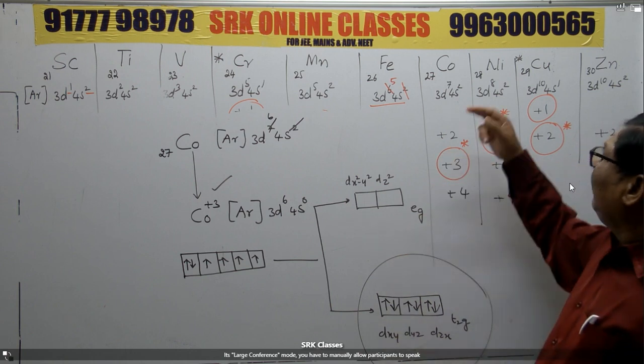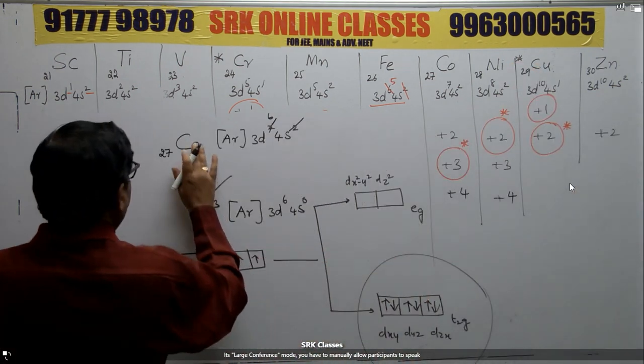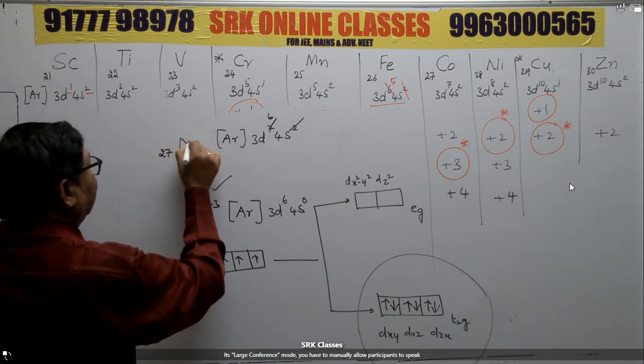Now, in the same manner we can explain nickel stable oxidation state. I am writing the nickel here. Nickel atomic number is 28.